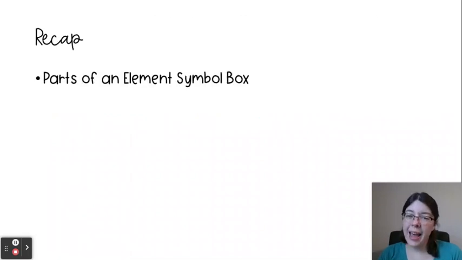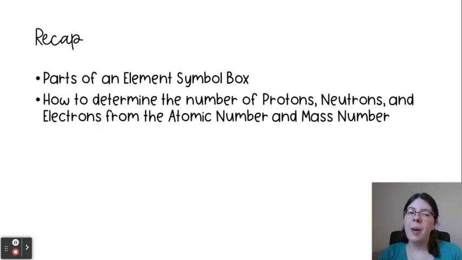So just to recap really quickly, we talked about the parts of an element symbol box, and then we talked about how to determine the number of protons, neutrons, and electrons from the atomic number and the mass number. So protons is equal to the atomic number. Neutrons, we need to subtract those two values. And the electrons is going to depend upon whether or not you have a charge.